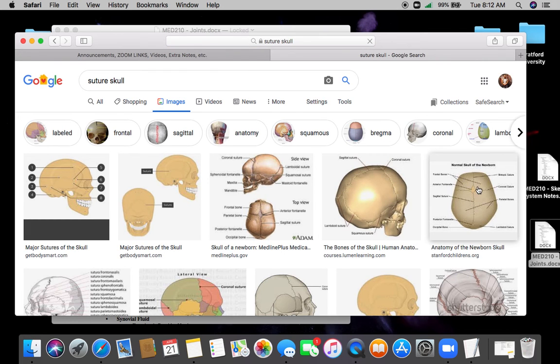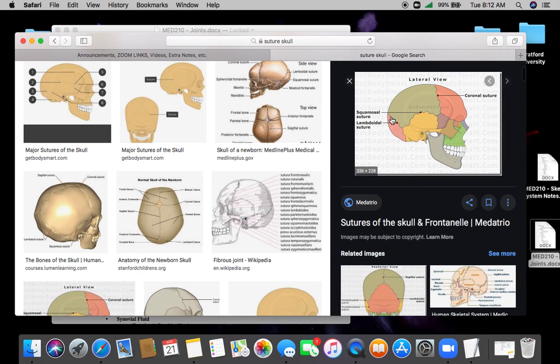So you see this? Skull of newborn, there's going to be spaces. And those are called your fontanelles. But as you grow older, what happens? They start doing what? Now, the two bones are synarthrotic. They're the same. They form these sutures. And eventually you're going to have to know what all these sutures are, what all these bones are.